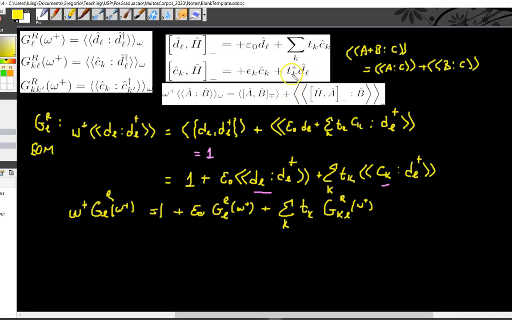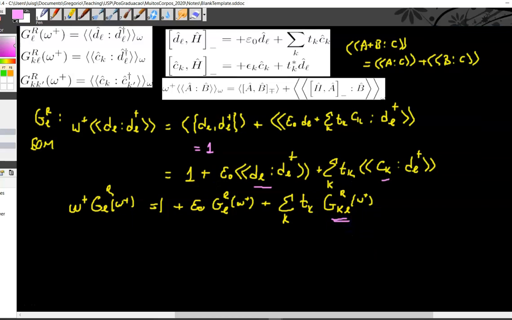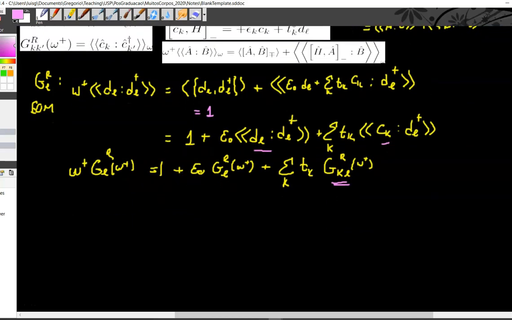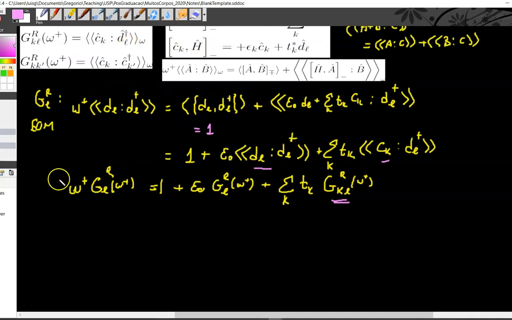Notice that if TK is 0, then this term vanishes, and I get just the free Green's function that I calculated before, right? But here we still have to go another step. So this one appeared, so we have to now go and write the equation of motion for this guy. Okay? This second one here. All right. So let's keep on going. Equation of motion for KL.